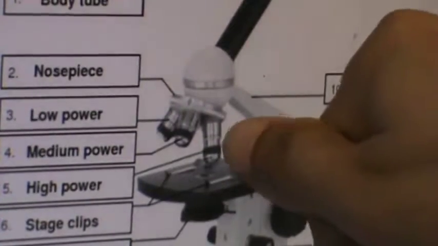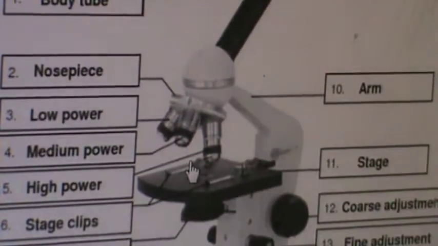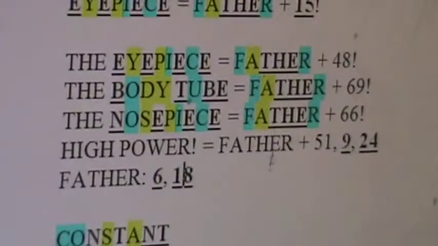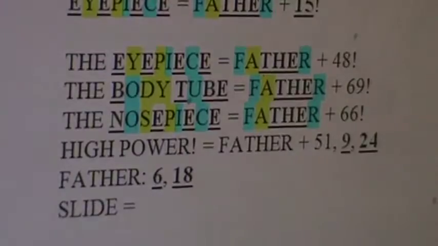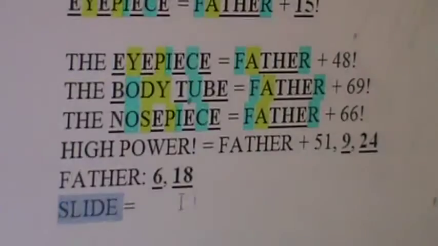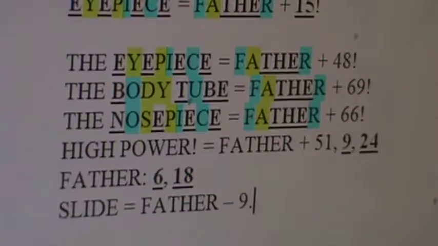So high power is the longest lens, the one that shoves right up next to the stage clip. Or no, what is it called? A slide. Oh my gosh, a microscope slide. Well, I was waiting for that word. The word slide is Father plus one. What does it equal? It's Father minus 9, okay? Very obvious plus one for Father.